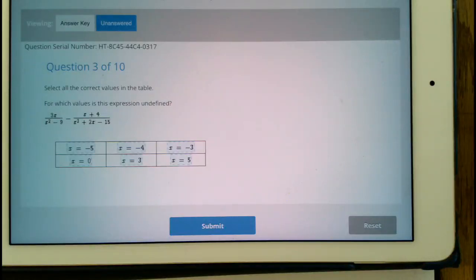For which values is this expression undefined? So we have 3x divided by x squared minus 9, minus x plus 4 over x squared plus 2x minus 15. And what we're looking at specifically when we need to see if something is undefined is the denominator, the bottom of the fraction. And in order to figure out what values are going to cause this expression to be undefined, we need to factor the denominators, and then we'll look at them from there.